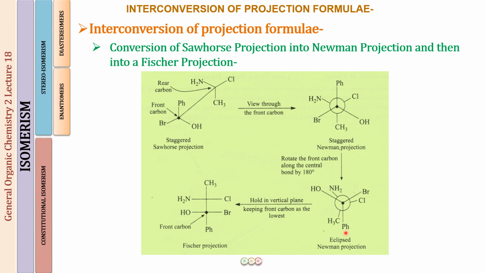Okay, but we cannot see if we just make a line exactly behind it. So what we do is we just make a small line closer to this to represent that this CH3 is going to be hiding behind the pH. The NH2 group is hiding behind the OH and the Cl is hiding behind the bromine. So this is how you draw the eclipsed Newman projection.